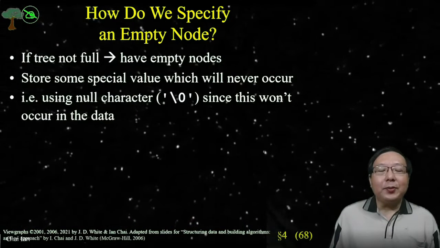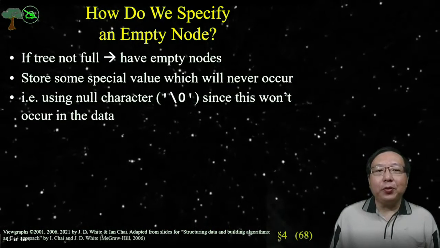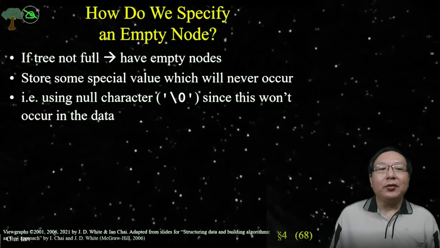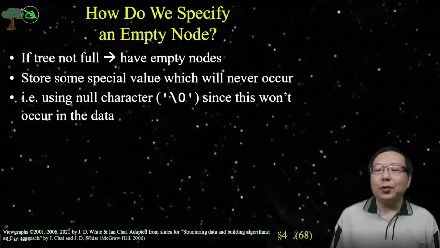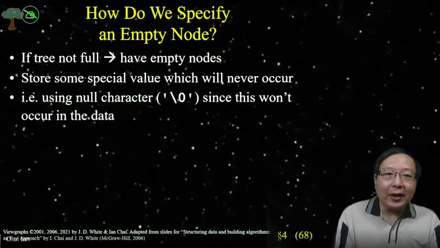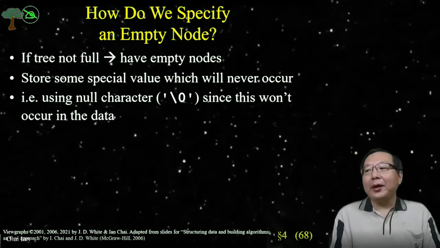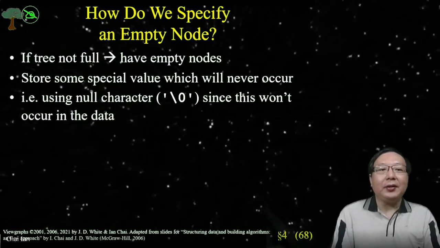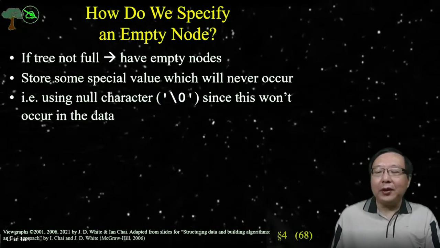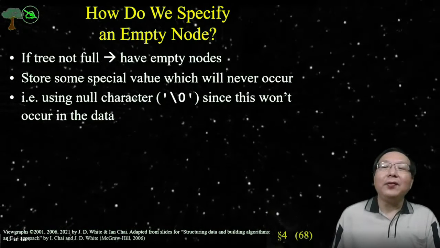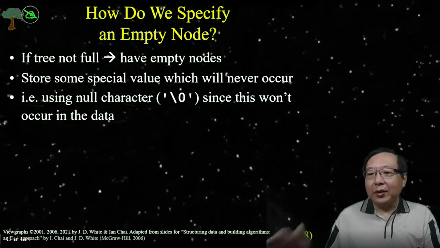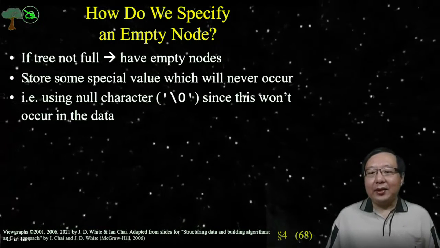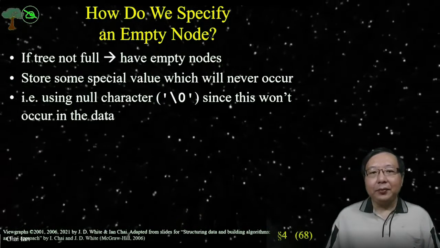So how do we specify an empty node? If the tree is not full, we have empty nodes. We store a special value which will never occur. For example, using the null character, since this won't occur in the data because our data is character data. So depending on what kind of data you have, you need to choose a value for indicating invalid data. Okay.